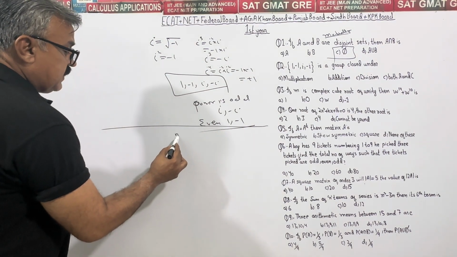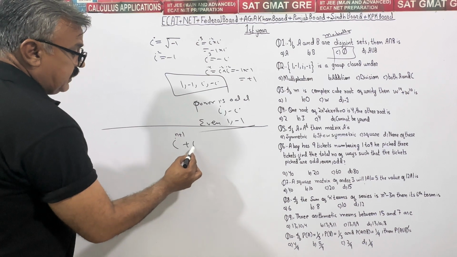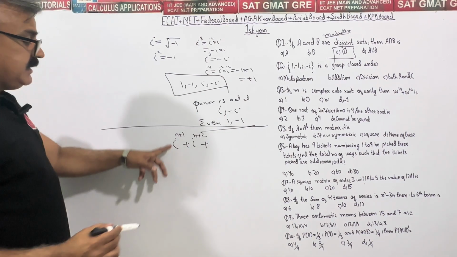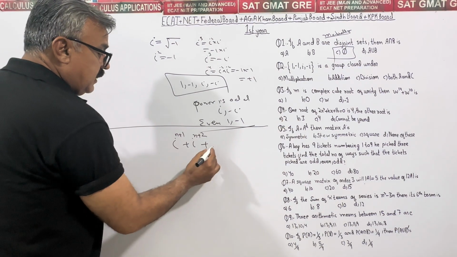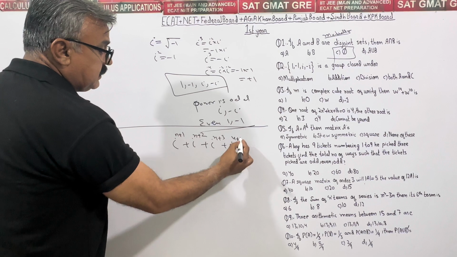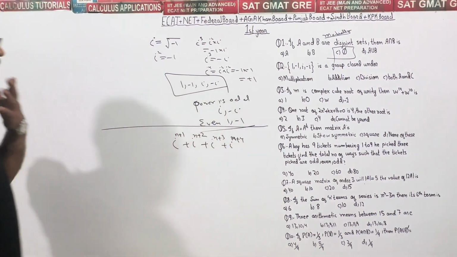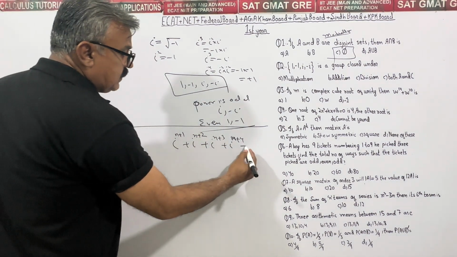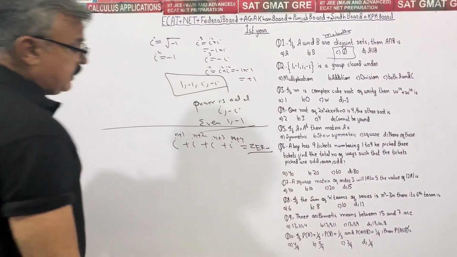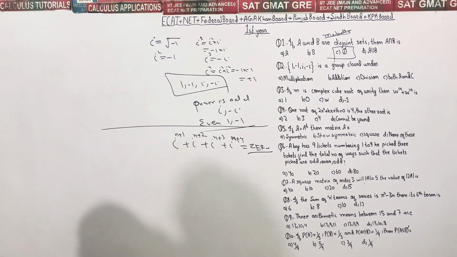The sum of any four consecutive powers of iota results in 0. Iota raised to n plus 1, plus iota raised to n plus 2, plus iota raised to n plus 3, plus iota raised to n plus 4, is always equal to 0. Any four consecutive powers of iota always sum to 0.